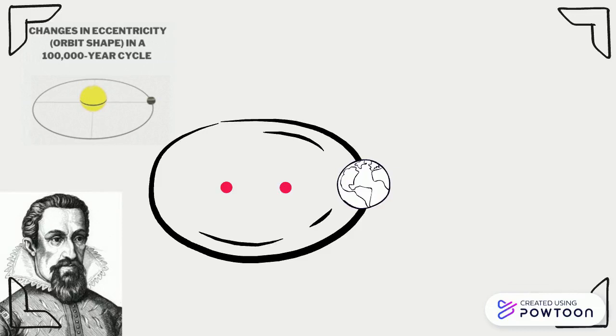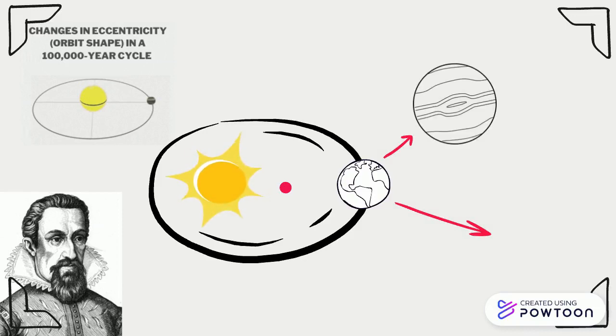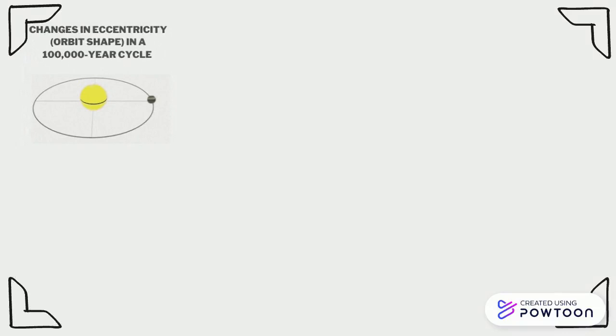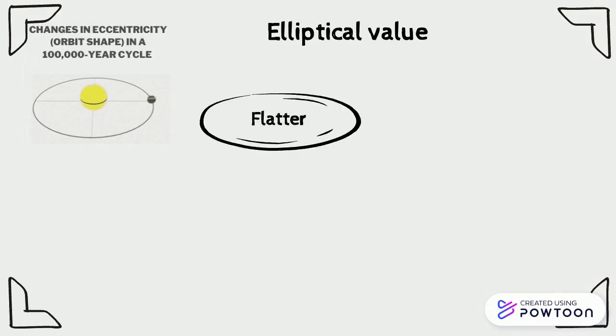Johannes Kepler concluded in his first law that the orbits of most planets are ellipses, with the Sun as one of the two foci. The other focus is the gravitational pull from the two largest planets of our solar system, Jupiter and Saturn. The flattening is expressed as an elliptical value that varies between 0 and 1. The more flattened the orbit, the closer the value is to 1. When the value is 0, the orbit is perfectly circular.